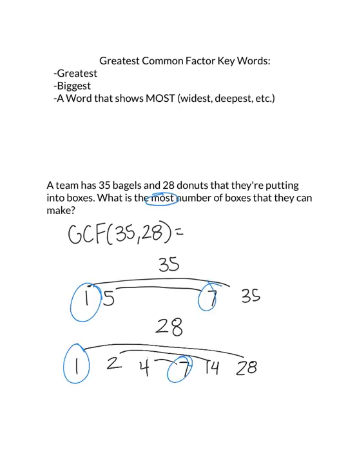Okay, which one is my biggest? 7. So the greatest common factor of 35 and 28 is 7. So my answer to the problem is 7 boxes.